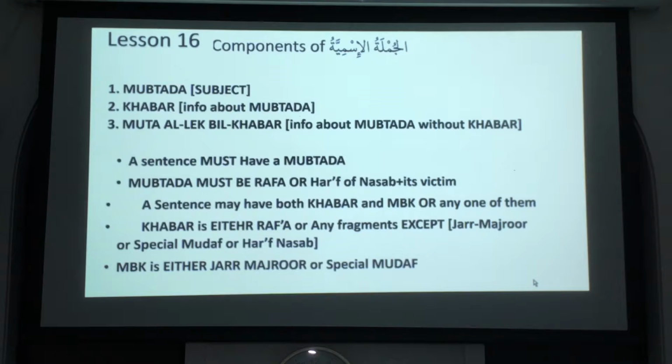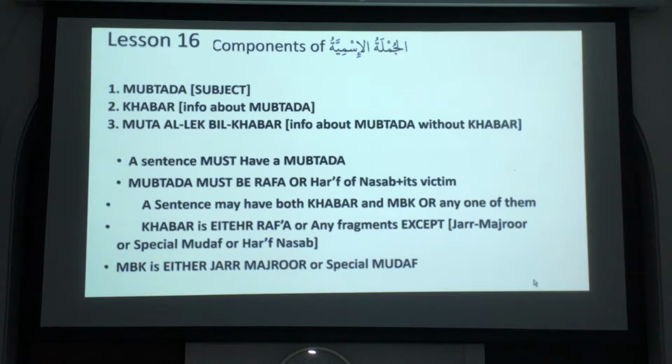So mubtada must be rafa or harf of nasab. A sentence may have both khabar and muta'alliq bil khabar. Muta'alliq bil khabar, I wrote it MBK just to make it short, or any one of them. It could have both, or it could have one of them. There's no rule. Like the example I gave, I am present in the masjid, or I can also say I am in the masjid.